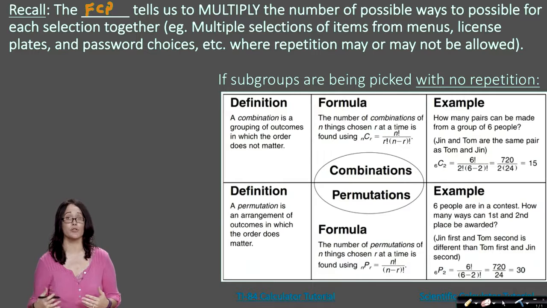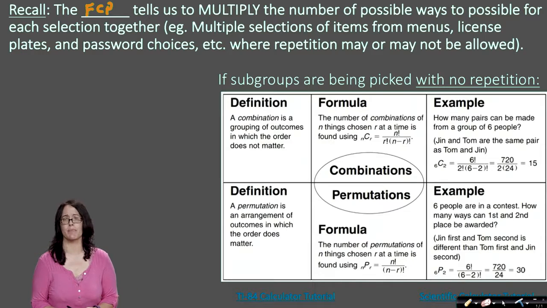For example, if you were choosing from a menu and you needed to select a drink, an entree, an appetizer, and a dessert, however many ways that there were to do each of those selections, we'd just multiply them together, right? And that would give us a total number of ways that we can make our menu item selections.